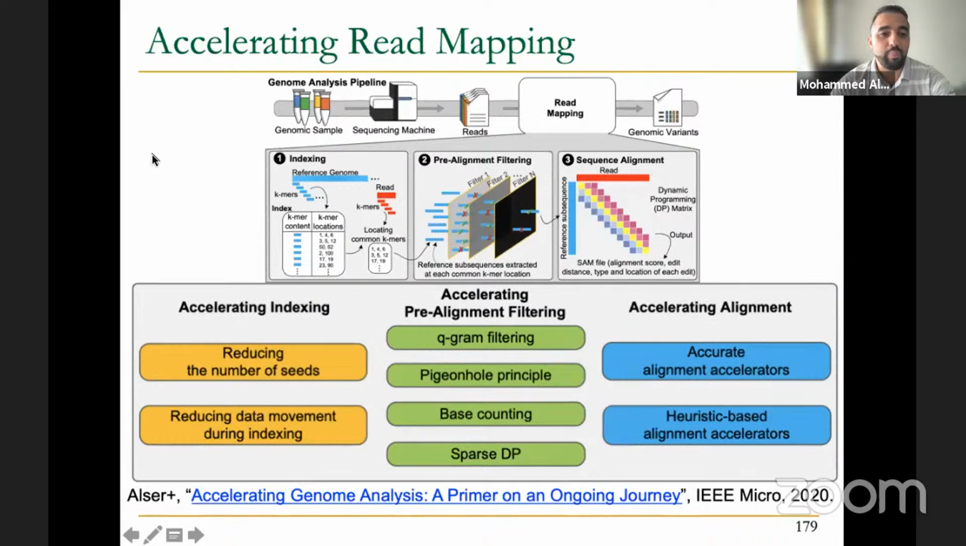This is our recent paper where we did analysis of all types of acceleration that were done to accelerate read mapping, which is a very important step in genome analysis, and it's one of the main bottlenecks in the entire pipeline. Another bottleneck we could look at is base calling itself. It's still a time-expensive, computationally expensive step, and needs to be really accelerated.